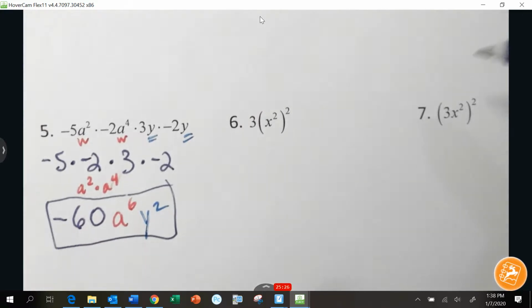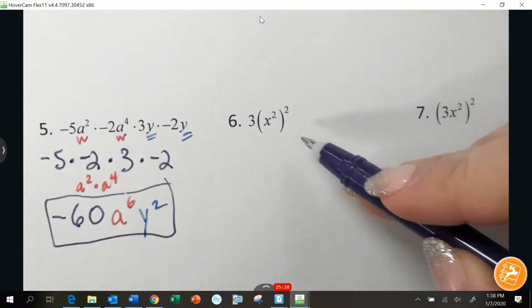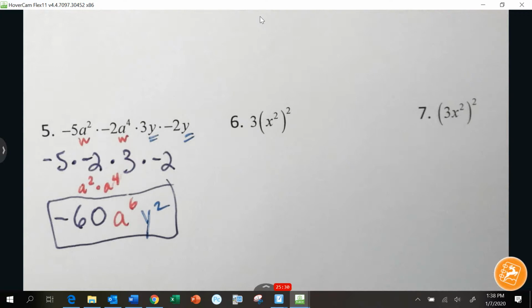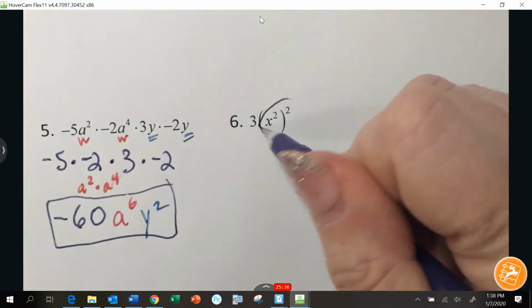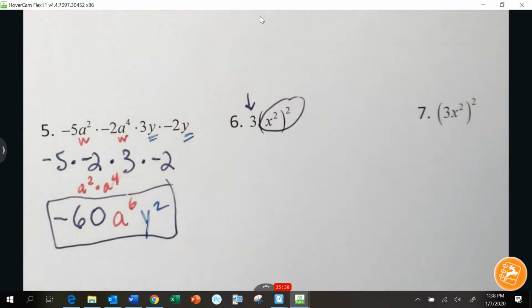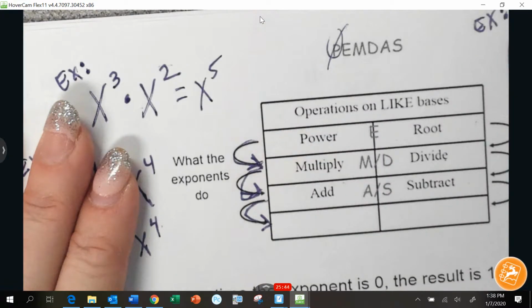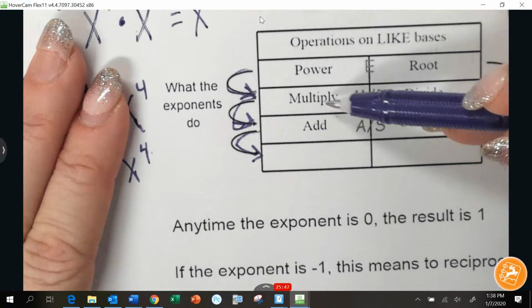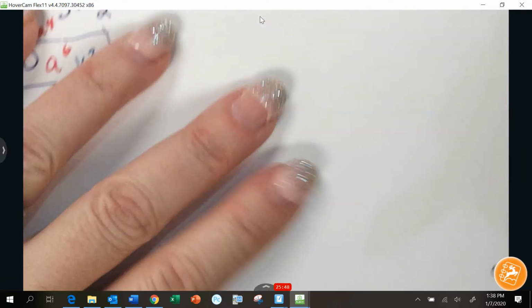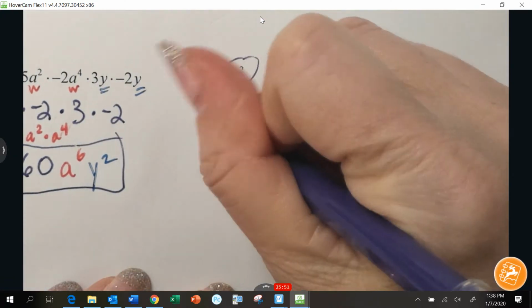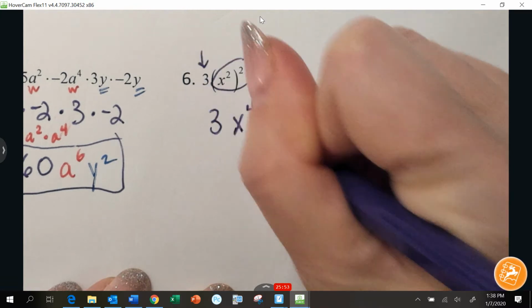All right, next one. No. Because by order of operations, you do power before you do multiplication. So if I'm doing power, what does that mean we do to the exponents? If we're doing power, we multiply our exponents. So I get 3 times x to the 4th, or 3x to the 4th.